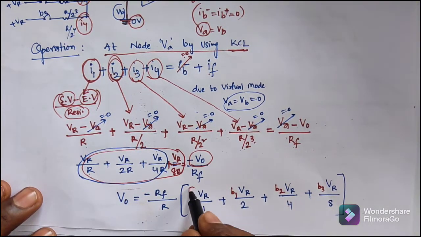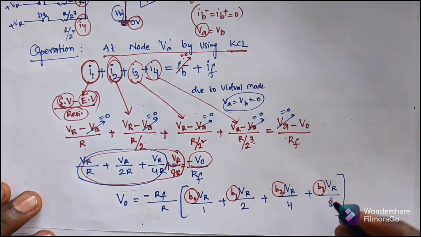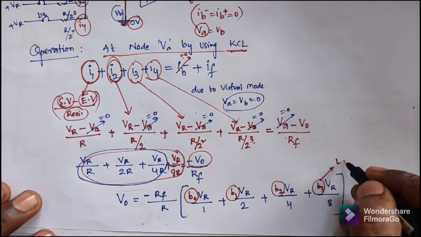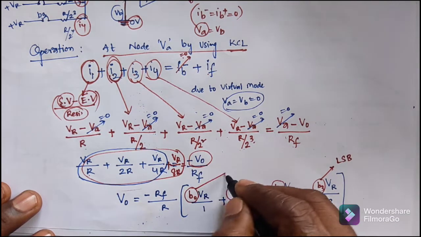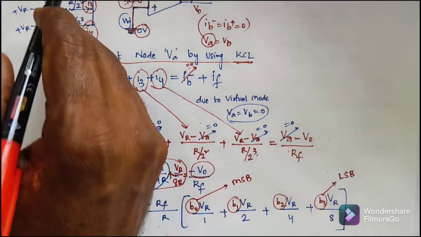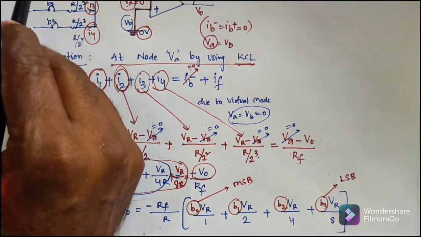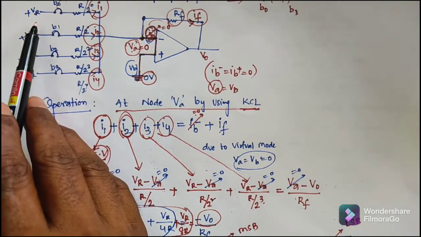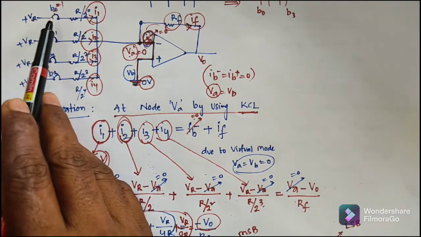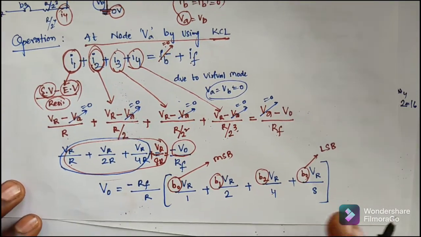Then why did you take B0, B1, B2, B3 values? Here B3 value is the LSB bit, and B0 value is the MSB bit. Based on this expression, only after multiplication of this will you get it. Otherwise, you won't get any VR value for this function. So that's why all the functions are represented with B0, B1, B2, B3 values.